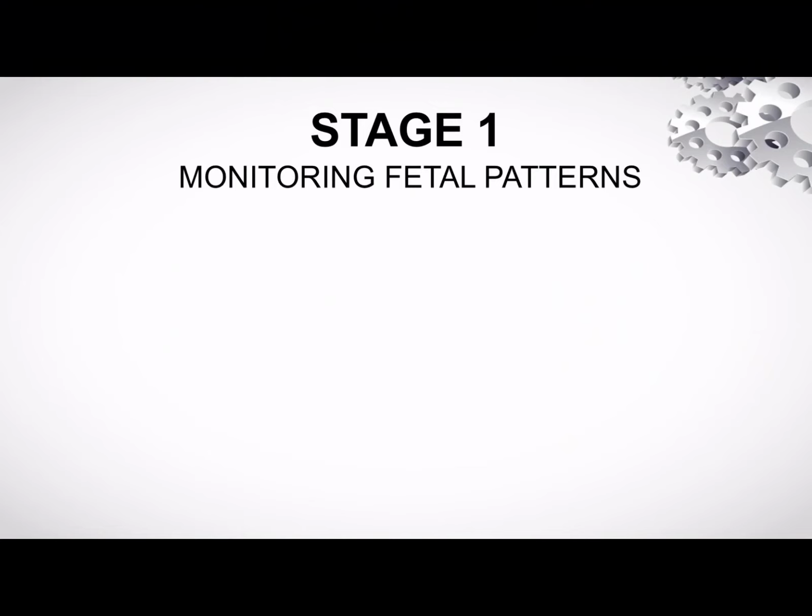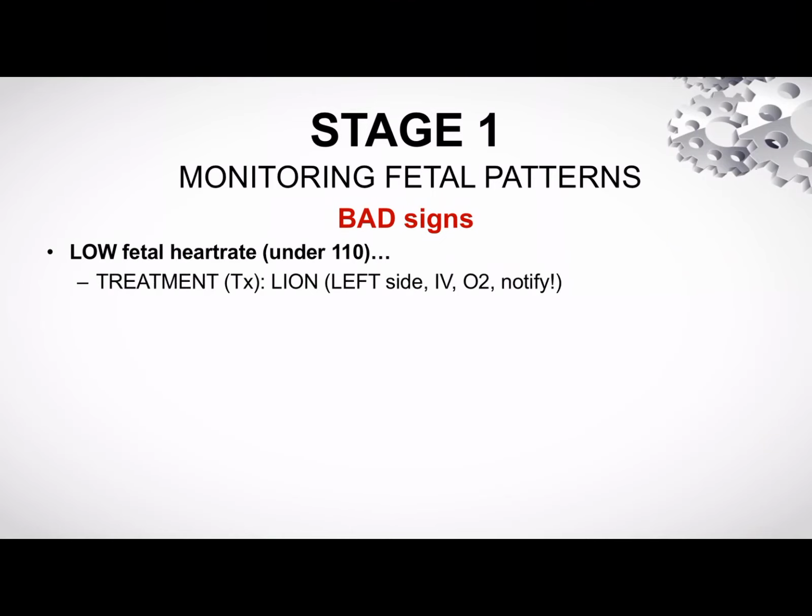In stage 1, our main responsibility as a nurse is to monitor fetal patterns. So we have bad signs or bad fetal patterns. First, low fetal heart rate. This is under 110 beats per minute. The normal fetal heart rate is between 120 to 160 beats per minute. So in the event that there is low fetal heart rate, you will do LION.